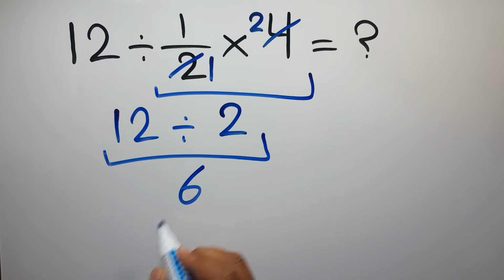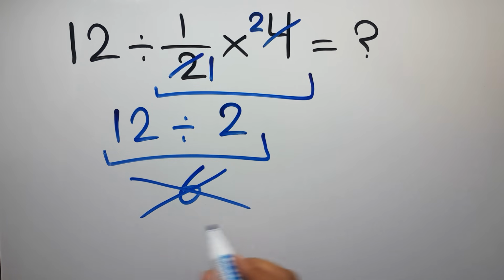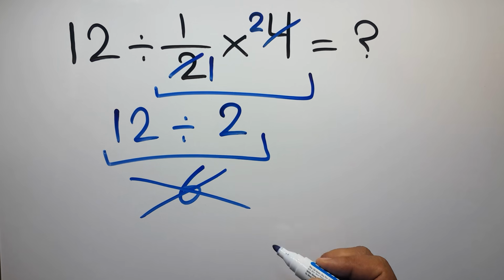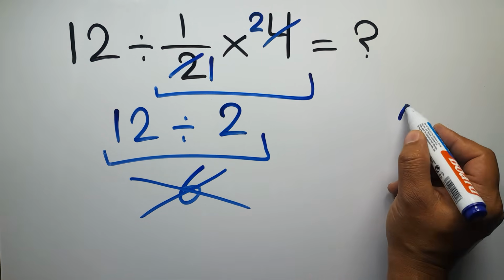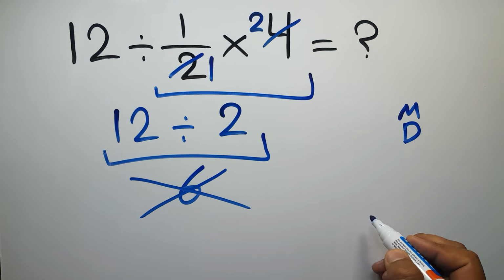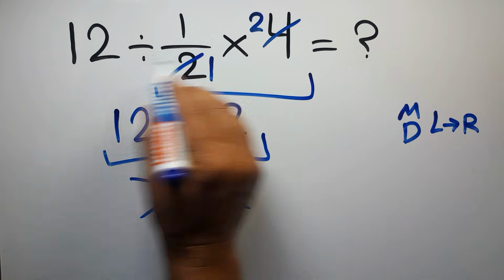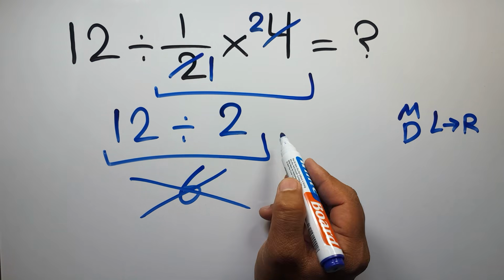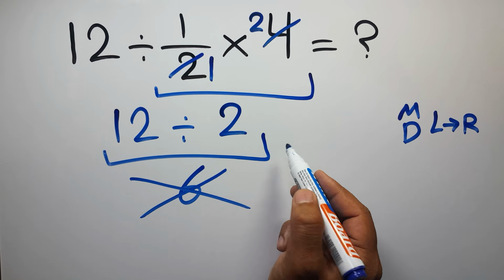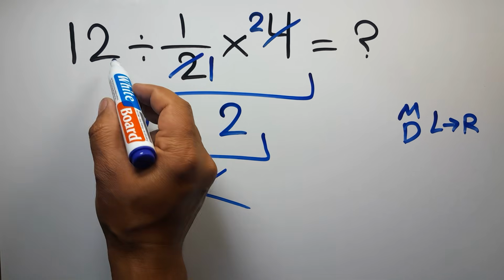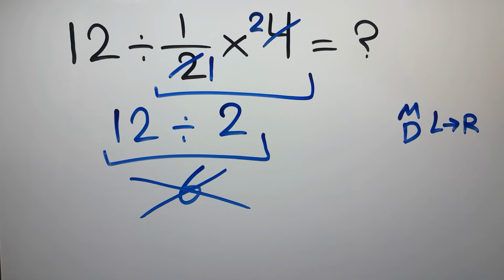equals 6. But this answer is not correct because according to the order of operations, multiplication and division have equal priority and we have to work from left to right. So here first we have to do this division, then this multiplication. If we do this multiplication before this division, it is wrong.